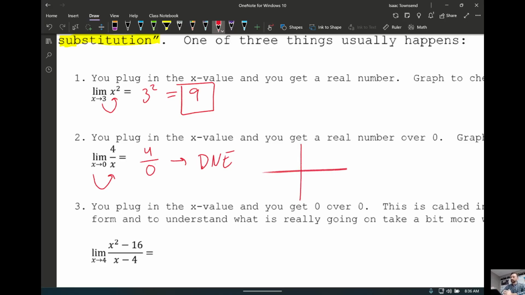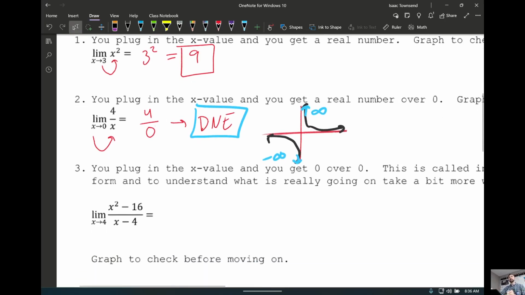This graph looks roughly like this. From the left side, it approaches negative infinity. From the right side, it approaches positive infinity. But for the limit to exist, it has to approach the same number on the left and the right. Once again, direct substitution still worked for this. I plugged it in. We cannot divide by 0. So our limit does not exist.